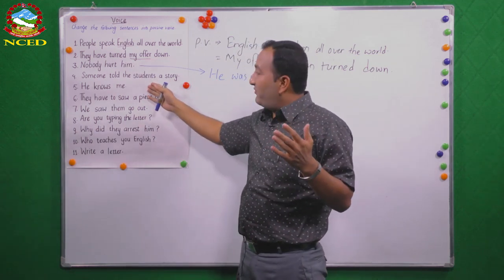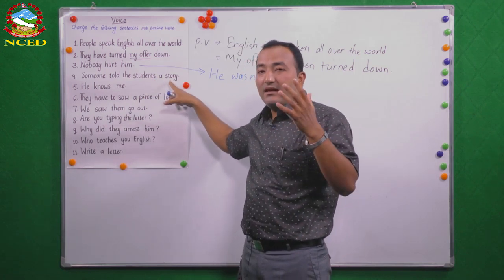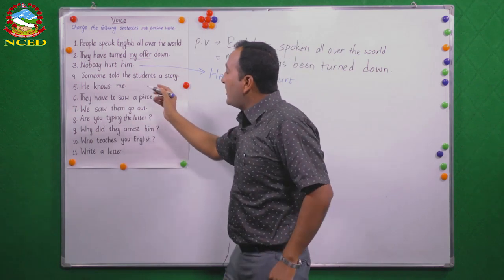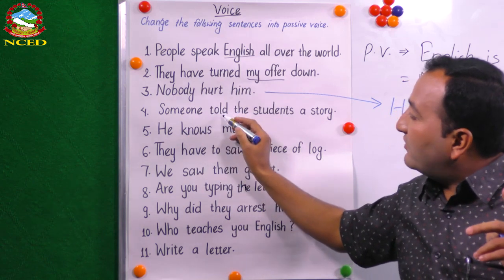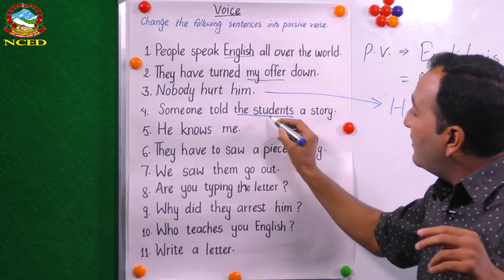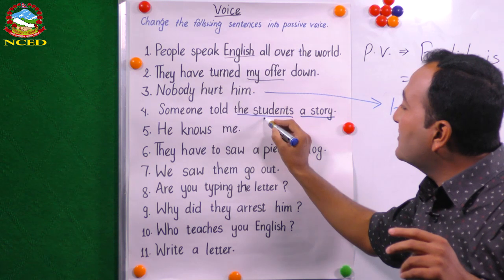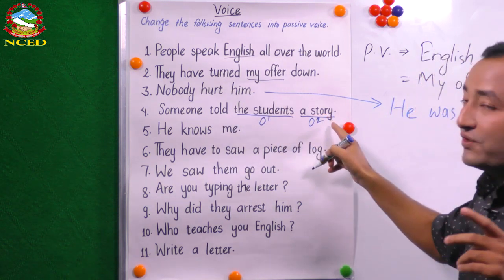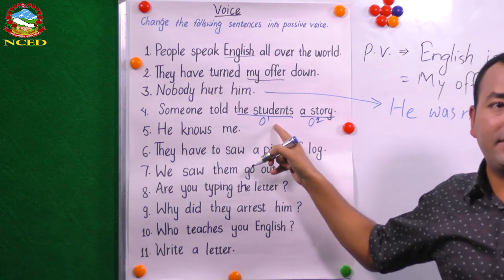So in question number 4, please study the question first. Someone told the students a story. And it is tricky once again. Look at this, find out SVO. Someone, subject; told, verb; the students, this is an object, and a story is also an object. Remember, this is object 1, this is object 2. A story is the direct object and the students is the indirect object.